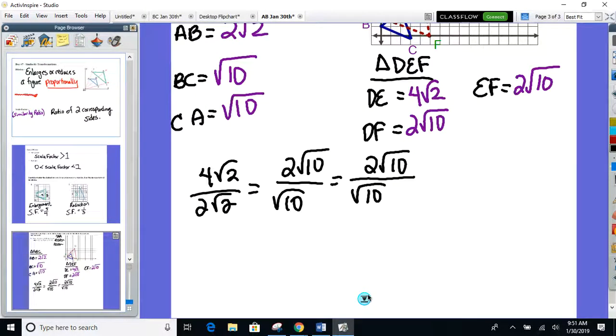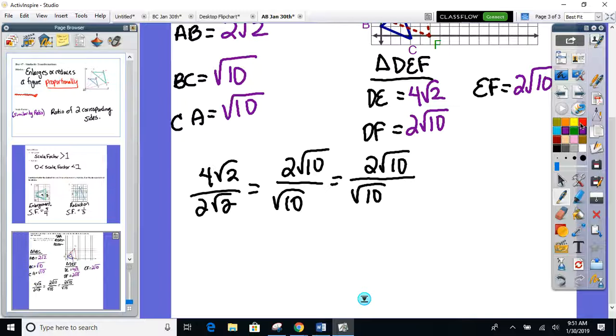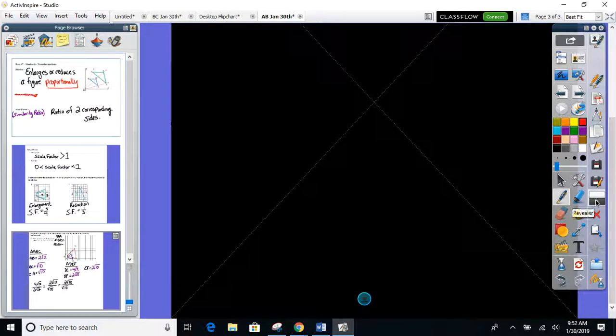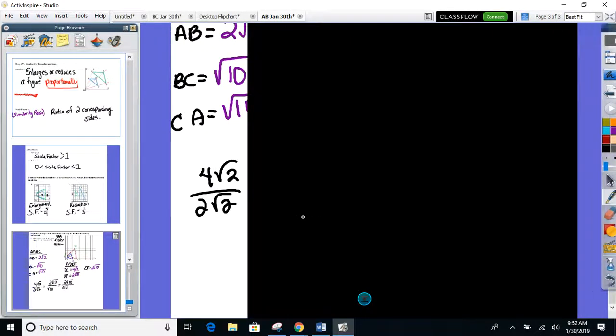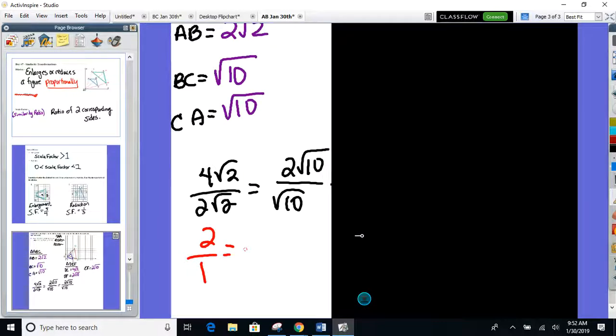We're good. This tells me nothing right here. Okay. Can you help me reduce to see if they're in the same ratio? What's that going to reduce down to? 2 over 1. Ooh, how about this one? The radical 10s can cross out. Yep. So 2 over 1.